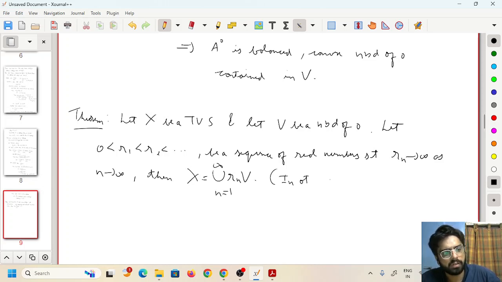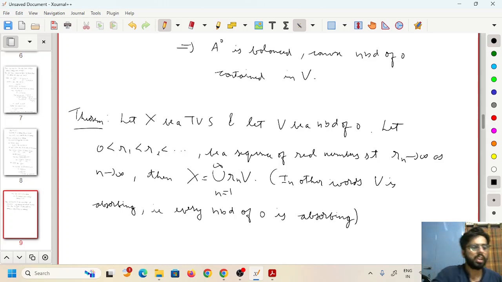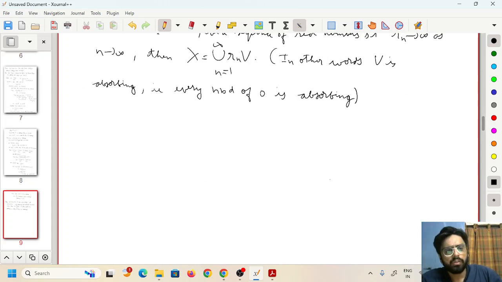In other words, V is absorbing. That is, every neighborhood of 0 is absorbing. Okay. So how do we prove this? So let x belong to X. I have to show that x belongs to rn times V for some n, right?